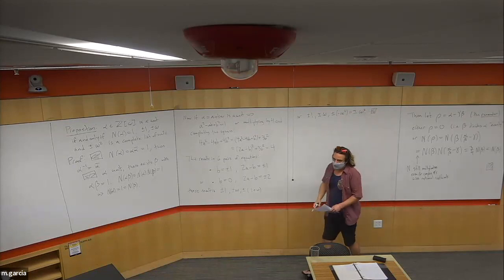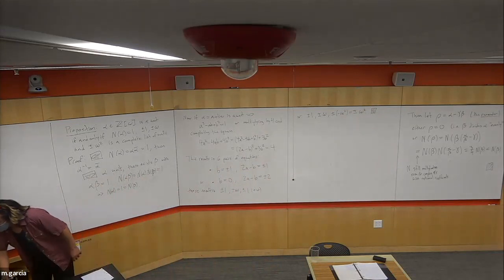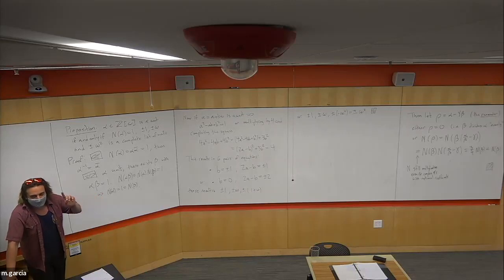Just as a preview, you thought things were bad when we had 4 units in the Gaussian integers. Now we'll have to keep track of 6 different associates each time we're talking about a prime. We're going to introduce some machinery to keep track of that better. We're going to choose a distinguished class of associates.